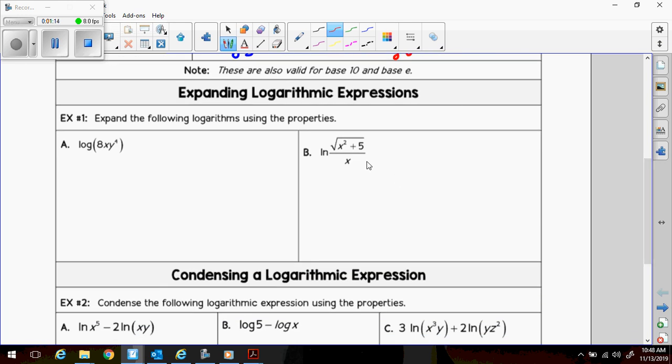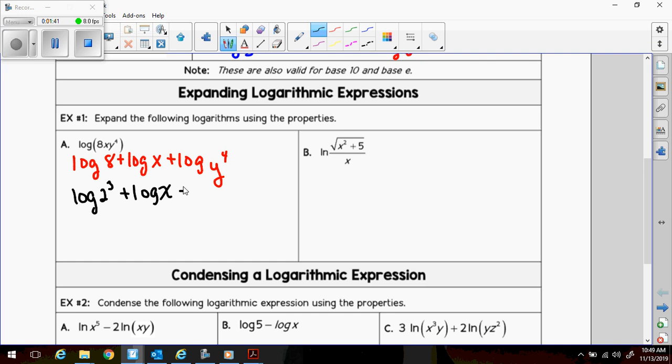Expanding a logarithmic expression like this, we can say this is log of 8 plus log of x plus log of y to the 4th power. And I can keep expanding this. I know that 8 is 2 cubed, so this is log 2 cubed plus log of x. I cannot do anything to this x. But whenever I have an exponent, I can bring it down in front. That's the power rule. So we have 4 log of y.